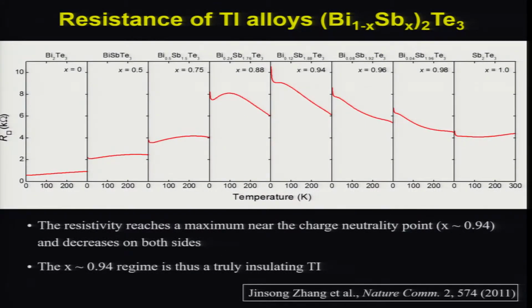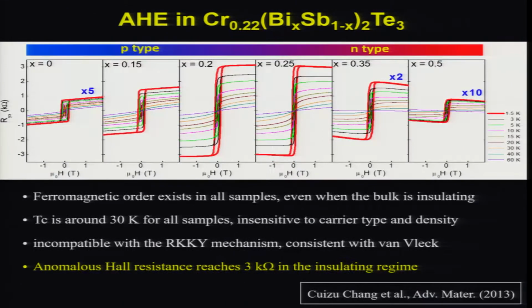So here we have a series of alloys by mixing bismuth and antimony, and you can see the pure phases on the two ends are truly metallic because there are a lot of bulk carriers. But in the middle, at a certain doping ratio, the resistivity really gives you an insulating behavior, because now the bulk carriers compensate each other, making it truly insulating. So that's a very important step towards the realization of the quantum anomalous Hall effect.